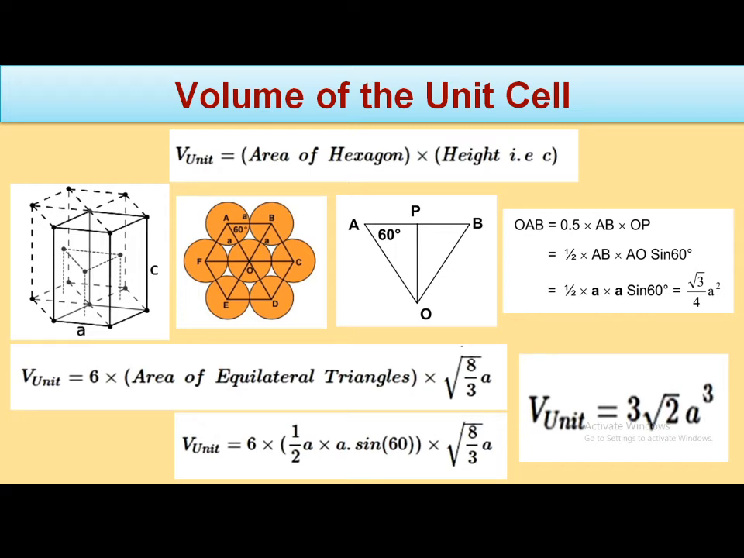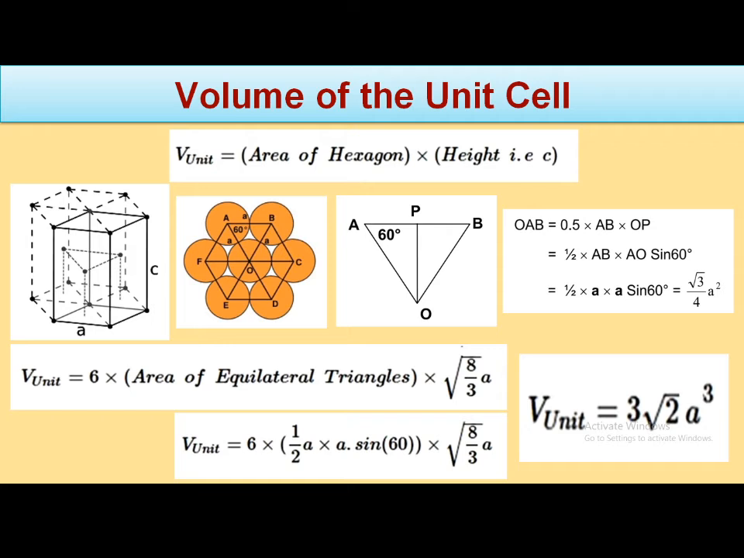If you want to find the area of the unit cell, for the area of the equilateral triangle, you can take this one portion of the equilateral triangle ABO, and there is a formula to find its area, which is equal to root 3 by 4 a square. This picture shows you how the formula has come. Area of OAB is 0.5 into AB into OP. This is the actual method to find the area of the triangle. Half into AB into AO sine 60 degrees. Half into a square sine 60 degrees, which gives you root 3 by 4 into a square.